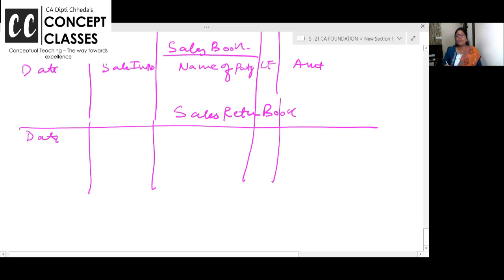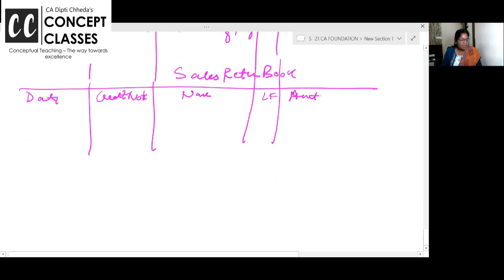In sales return, what do you do to the party? Sales return to party. So which note? Credit note. Secret is clear or not? And is it a nice secret? Party to sales. Sales return to party. So when I'm doing sales return to party, what am I doing to the party? Credit. So credit note. Name, ledger folio, amount. Sales return book. And after this, make the journal proper.